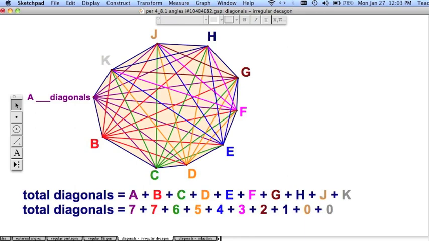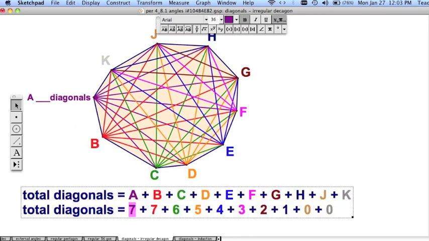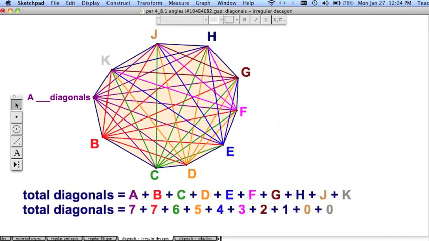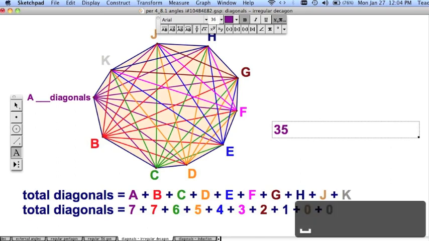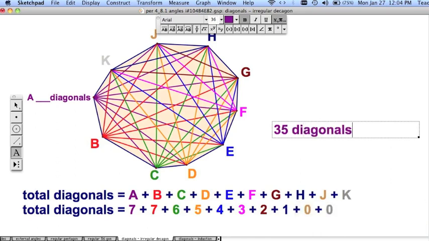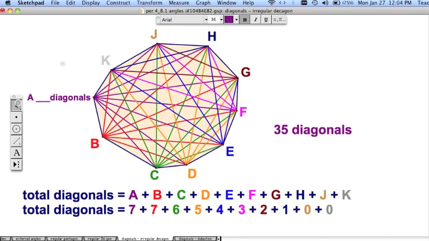So I'm going to add this bad boy up here. I've got 7 and 7. Say it out loud. 14 and 6, 20 and 5, 25 and 4, 29 and 3, 32 and 2, 34 and 1, 35. So this decagon has 35 diagonals for this convex irregular decagon.